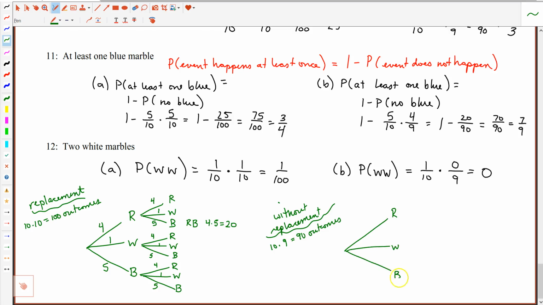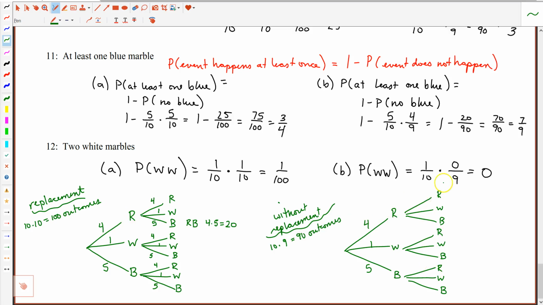So red, white, blue, and then I'm going to do the second stage. Red, white, blue. All right. So let's go ahead and put the counts on the branches. Now for the first stage, there are 4 red, 1 white, and 5 blue marbles. So the beginning of the tree doesn't look any different than this one over here. This one we have to be more careful when we get to the second stage, because the marble's not being replaced, counts are going to shift.